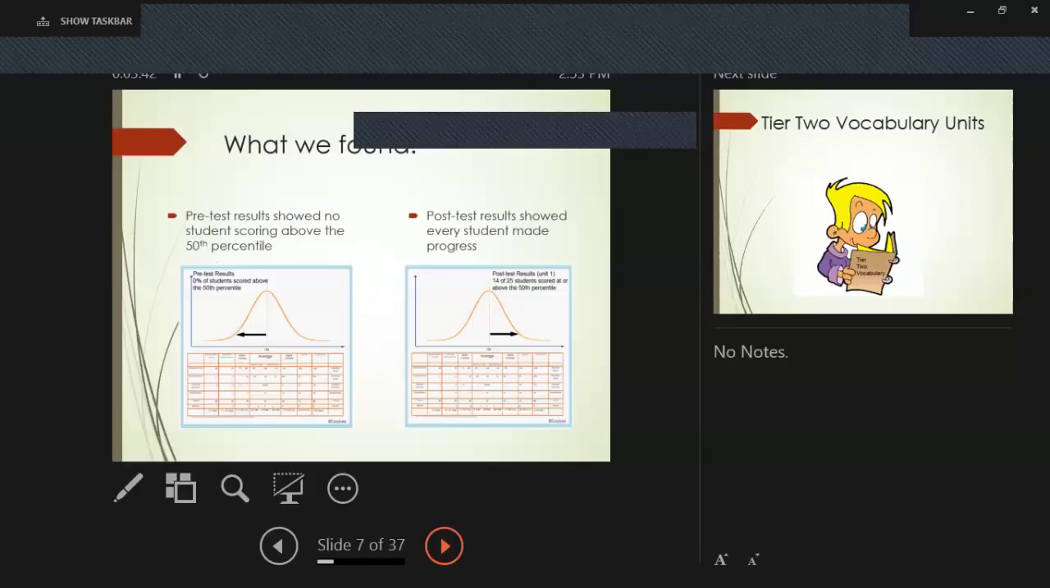And all the activities we did, every student moved. Some of them moved 10%, some of them moved past the 50th percentile, because we were using the words in context. I wasn't just saying, here's a word, this is what it means. We did it so that it made sense to them when we were talking about the words.